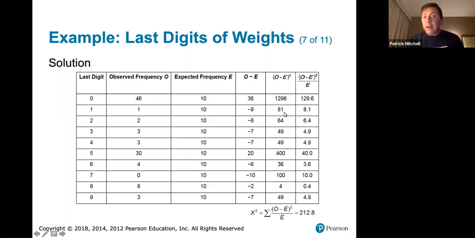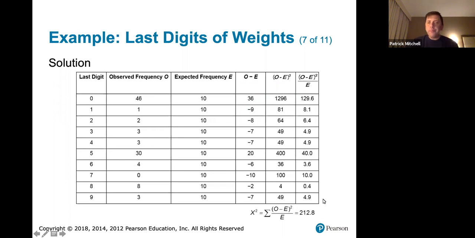Okay. In the next row, we have 1 minus 10 is negative 9. The square of negative 9 is positive 81. Remember, you should not have any negative numbers in this column. Okay. And then 81 divided by 10 is 8.1, okay, et cetera, et cetera, et cetera. And then once you have all of those (O minus E) squared over E's, you add them all up, and that gives you your calculated test statistic.